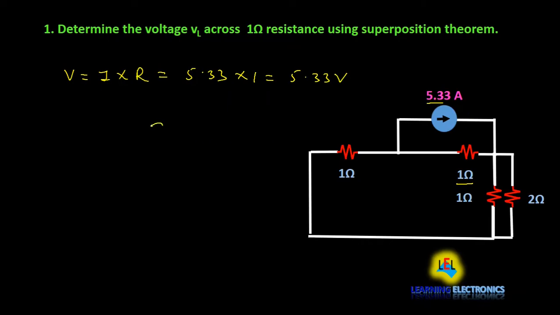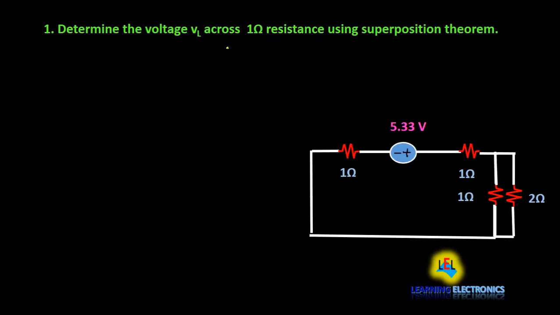Here we can see that the current source has arrowhead like this. So we always write plus sign for the voltage source on the side of this arrowhead and minus sign will be opposite to that. So this type of current source will be converted to this type of voltage source, okay, with series resistance of 1 ohm. So now we have converted the current source into voltage source like this.